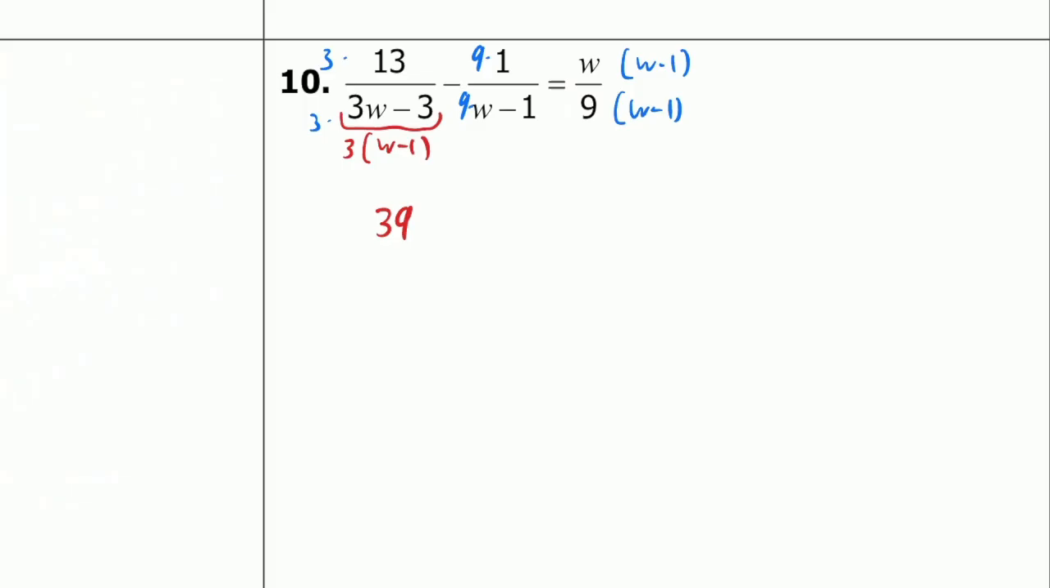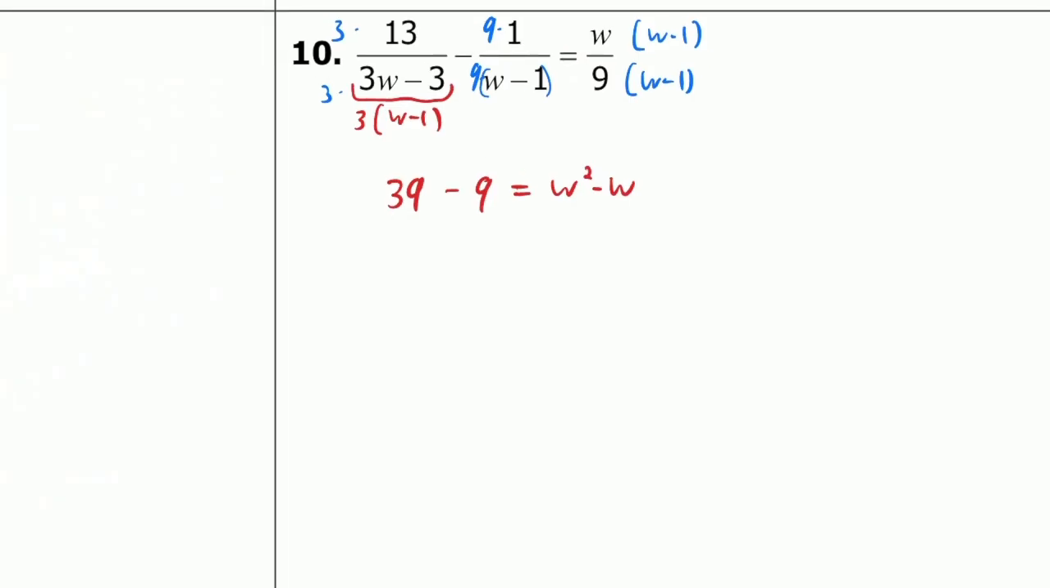And then 9 times 1, that's going to give me 9, and then that's going to equal w squared minus w. Again, all of this now will be over 9w minus 9, but we don't need to worry about the denominator anymore because, once all of our denominators are the same, I can just solve across my numerator and make it easy peasy, okay?